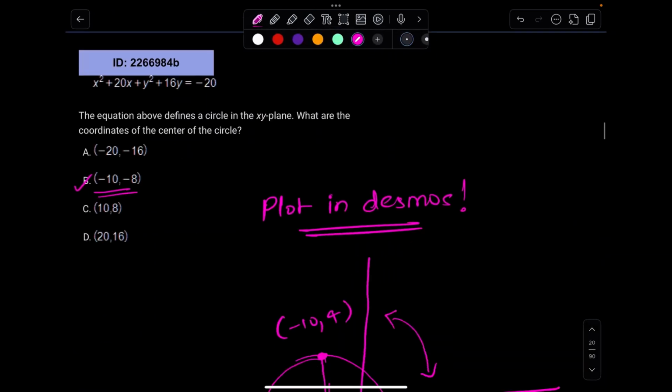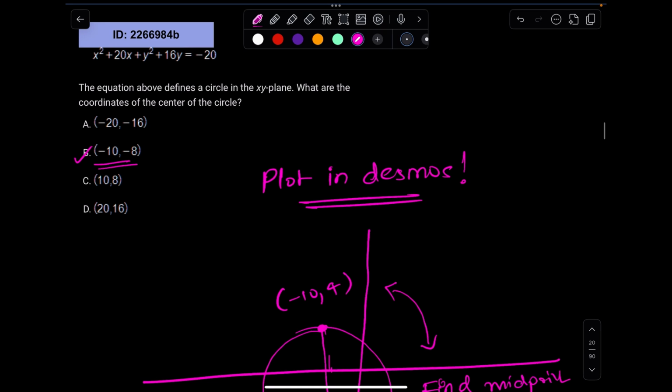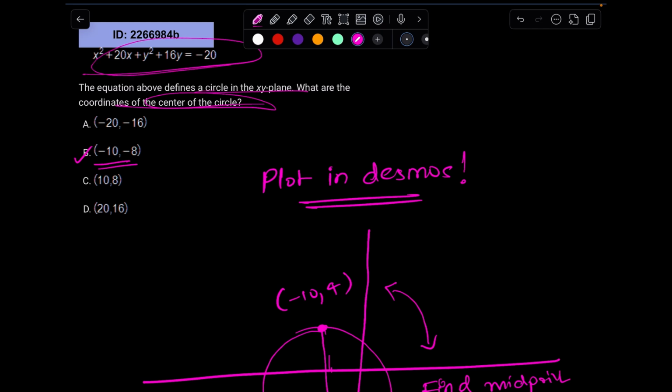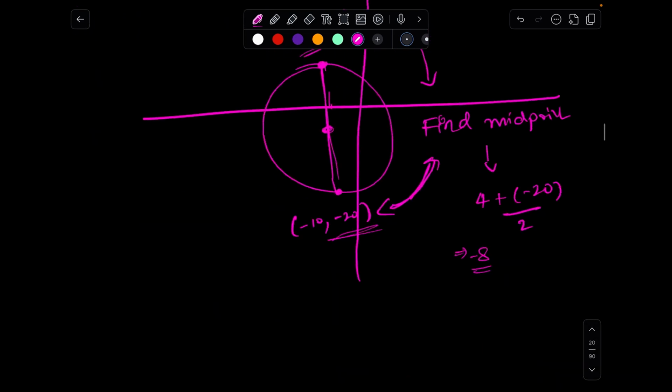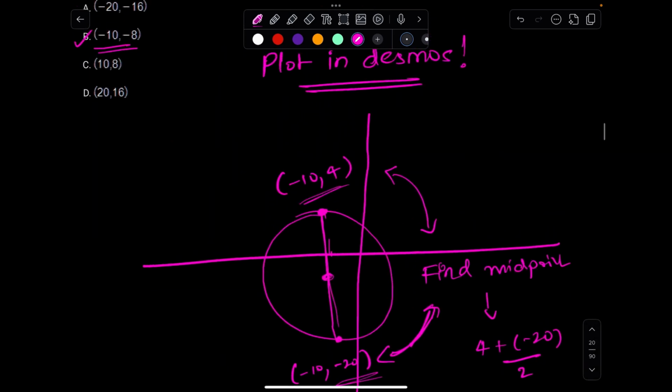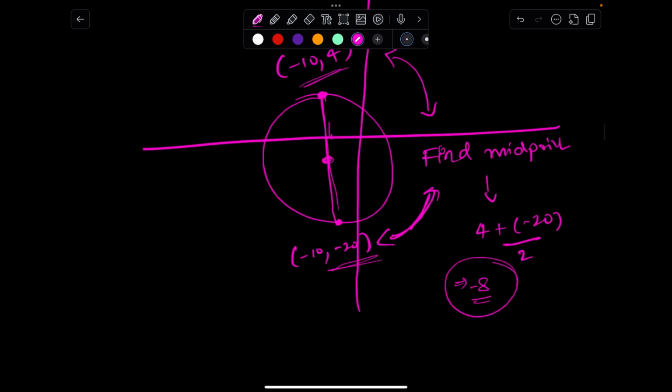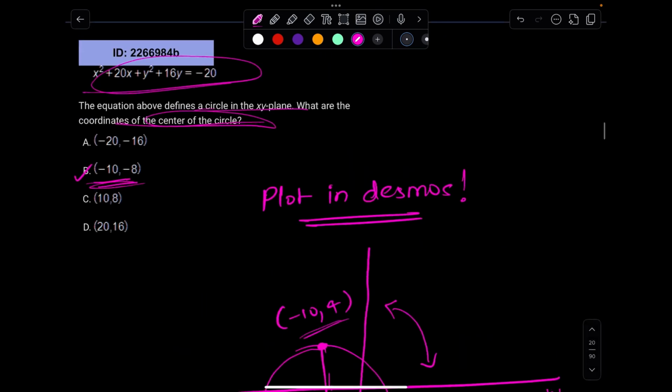Moving forward, another circle is given. What are the coordinates of the center of the circle? Simply plot this into Desmos itself. You will be able to find the endpoints of the diameter, and then you can find the midpoint of the diameter to get the y coordinate of the center. Since the x coordinate is going to be the same, which is minus 8, that is option B.